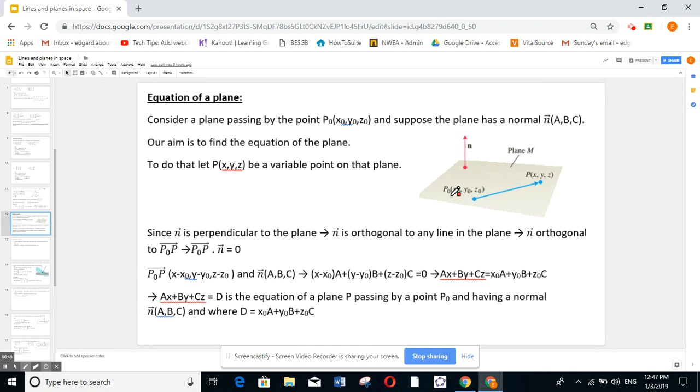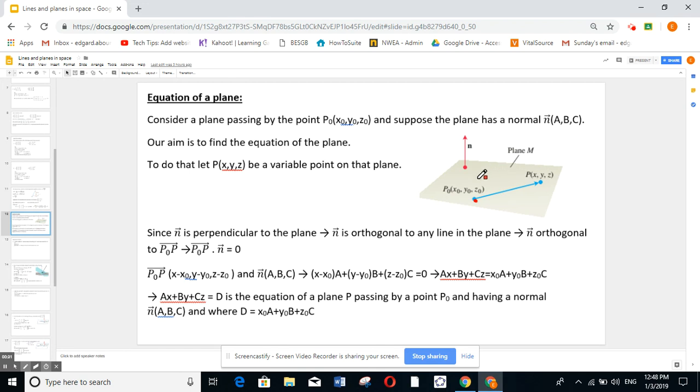Suppose you have a plane P and a point P0 that belongs to that plane, and suppose this plane has a normal. Normal means perpendicular to the plane, a normal line N. We want to find the equation of the plane. So let P(x, y, z) be any point on that plane, varying on that plane.